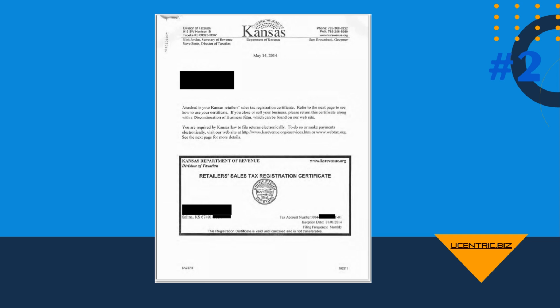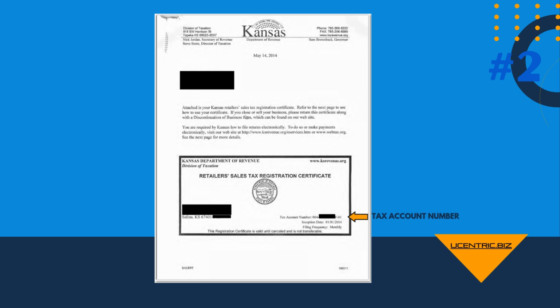At the bottom you have your retailer sales tax registration form. This is what that first page is going to look like. Most importantly, you're going to want to observe what's on the right side of this certificate. We have a tax account number, which you're going to need to have on hand. You're going to want to keep this close by for the purposes of filing your sales tax returns. That is your sales tax identification number.